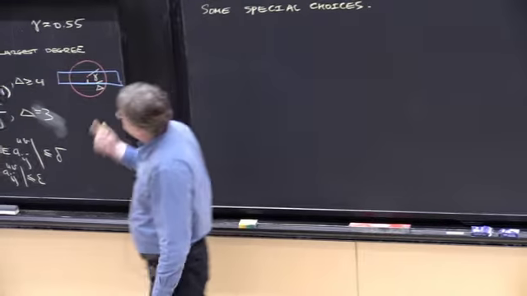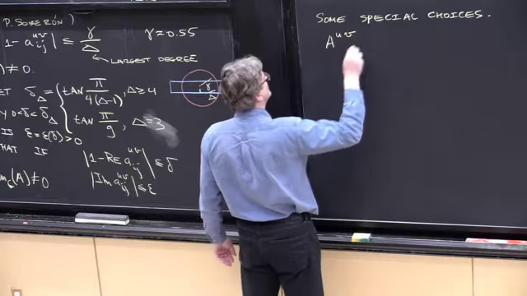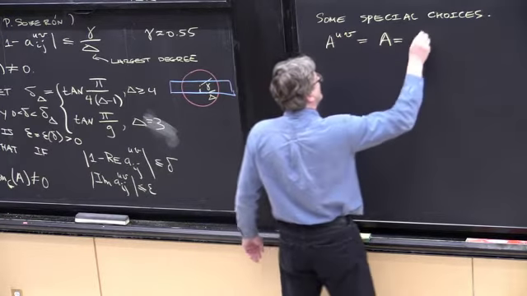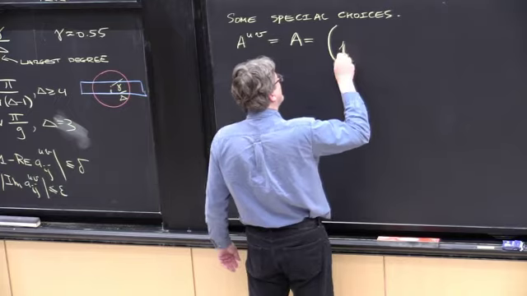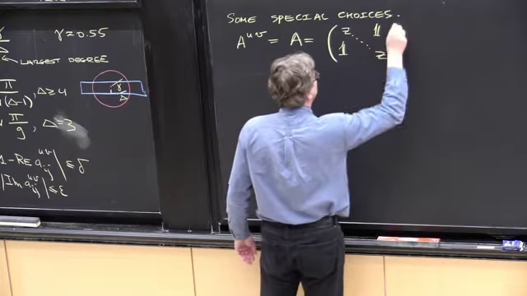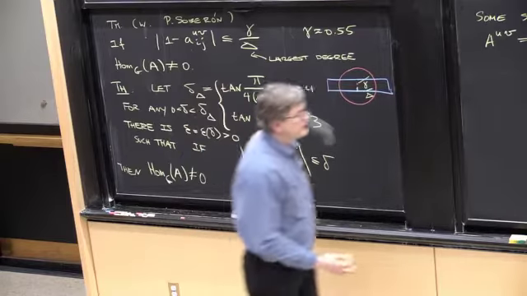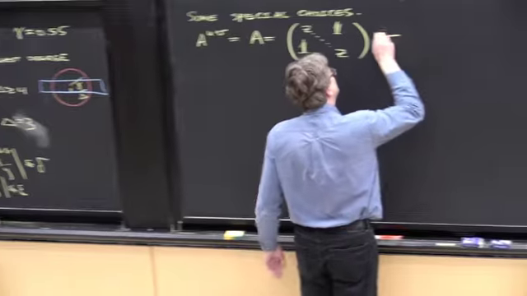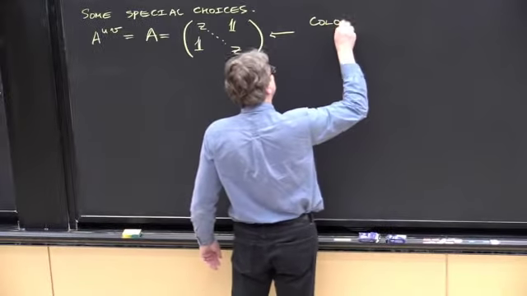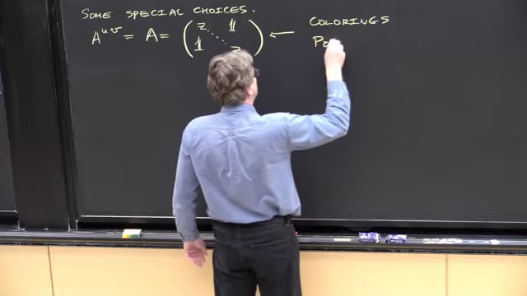So in particular, one special choice is when all these matrices are the same. And they look as follows. They have one off the diagonal and z on the diagonal. It's the same entry. And that's what corresponds to what combinatorialists call colorings, and physicists call Potts model.